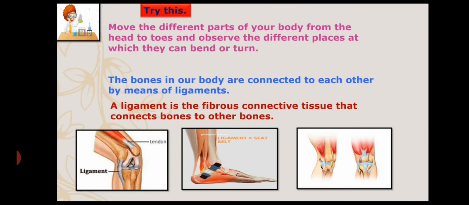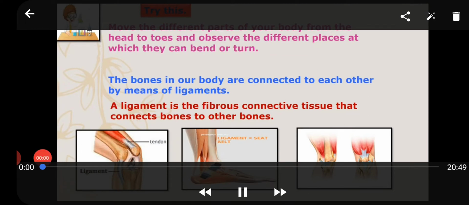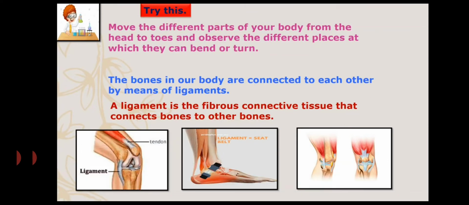So children, I hope related to our skeleton, axial and appendicular, and after that, related to the ear bone, you understood all this. So we are going to continue our joints. Move the different parts of your body from the head to toes and observe the different places at which they can bend or turn.